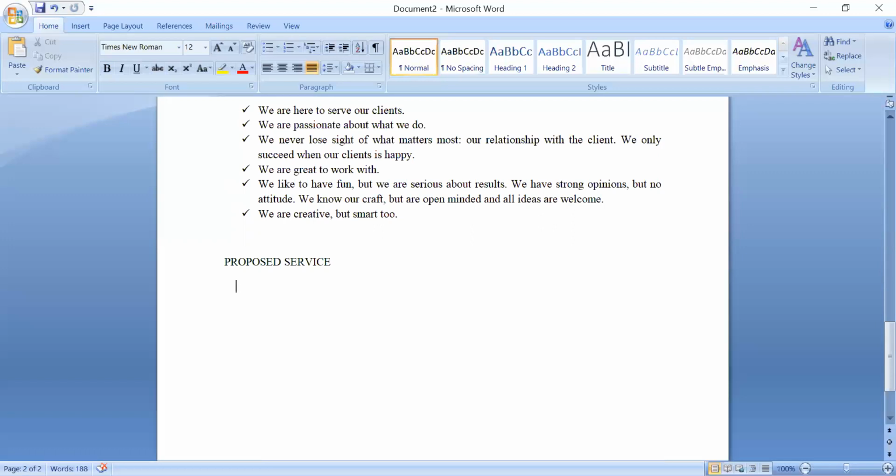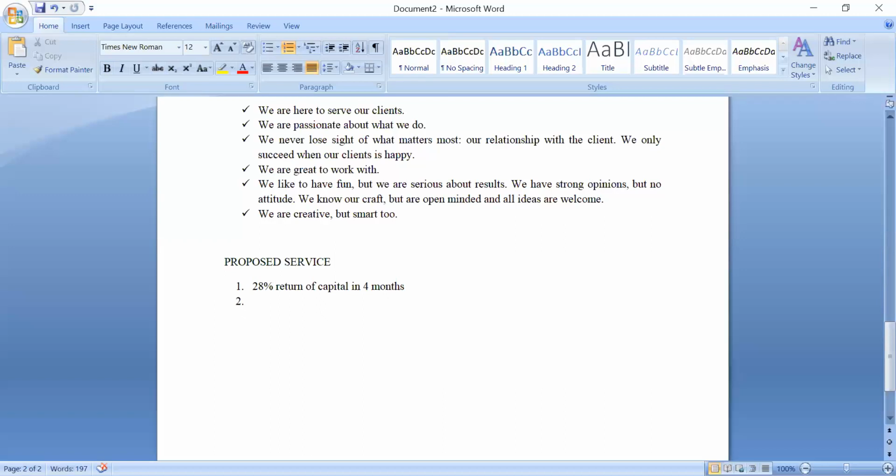So what are the proposed services we have? Number one, the first thing is we have 28% return of capital in 4 months. That's the first thing we have in our company. We have 28% return of capital in 4 months.